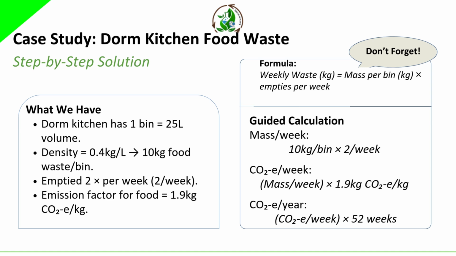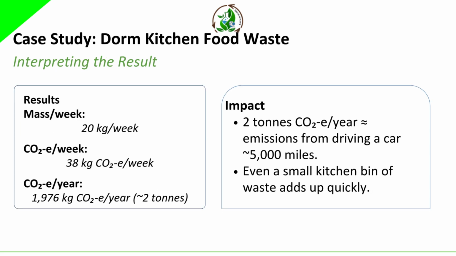As we calculate, be sure to double-check units as we convert liters into kilograms and weeks into years, and compare your results with your partner. Notice how these simple measurements, bin size and emptying frequency, quickly become a clear picture of both waste mass and emissions. Now, let's make the numbers mean something. A weekly 20 kilograms of scraps equals about 38 kilograms CO2e per week. Across a year, that's around 1,976 kilograms CO2e, which is around 2 tons. To visualize it, that's like driving a car about 5,000 miles.